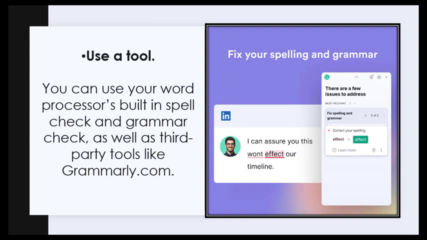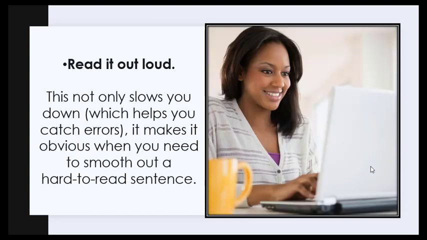Use a tool. You can use your word processor's built-in spell check and grammar check, as well as a third-party tool like Grammarly.com. Read it out loud. This not only slows you down, which helps you catch errors, it makes it obvious when you need to smooth out a hard-to-read sentence.